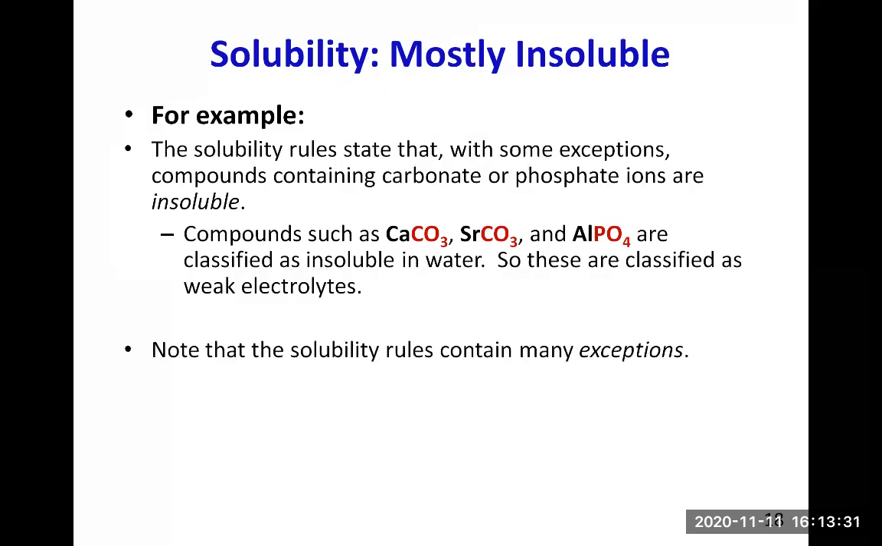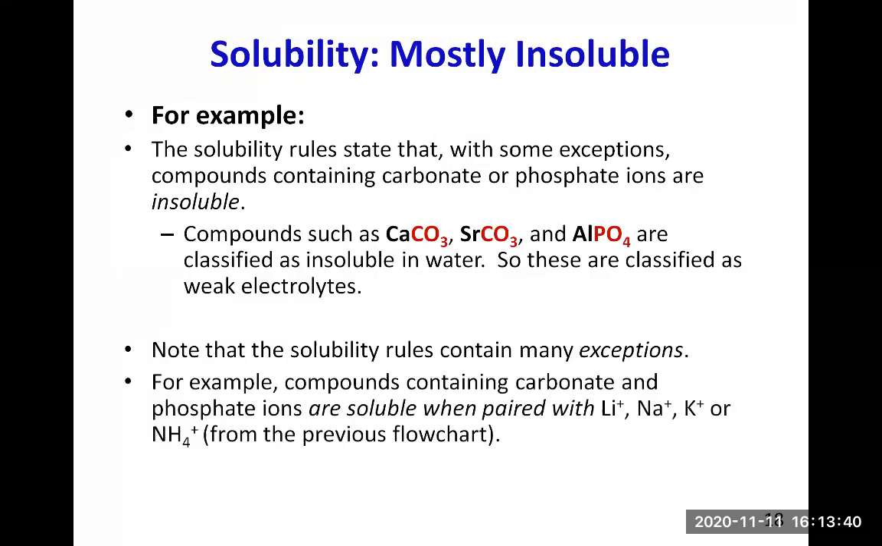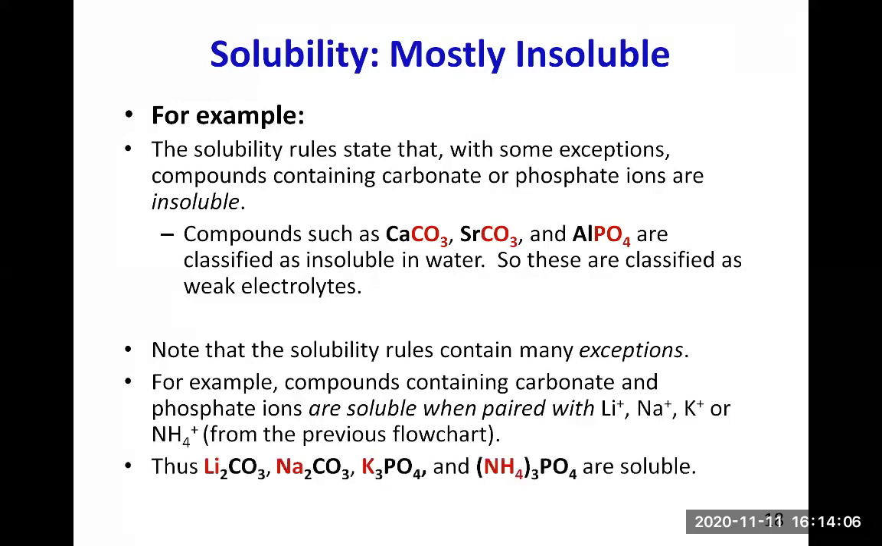Note that the solubility rules contain many exceptions, right? You've seen many exceptions, so you have to read them carefully to not miss an exception. For example, compounds containing carbonate and phosphate are soluble when paired with lithium, potassium, sodium, and ammonium, because we've seen from the previous flowchart how these always lead to soluble compounds. So even with anions that are mostly insoluble, they will still make soluble compounds. For example, lithium carbonate, sodium carbonate, potassium phosphate, or ammonium phosphate are soluble.